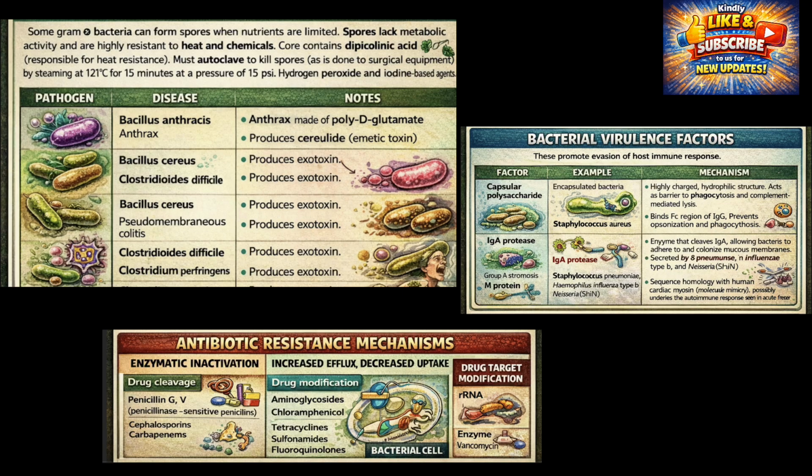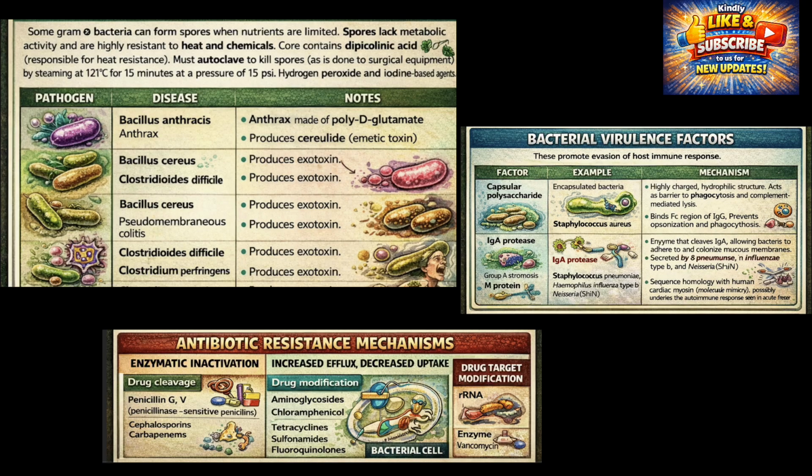This mechanism is commonly associated with tetracyclines, sulfonamides, and fluoroquinolones, and is often hinted at by gram-negative organisms with altered outer membrane permeability. Drug target modification is another heavily tested category and involves structural changes to the antibiotic's binding site. Ribosomal RNA modification confers resistance to drugs like linezolid and macrolides by preventing proper binding to the ribosome.